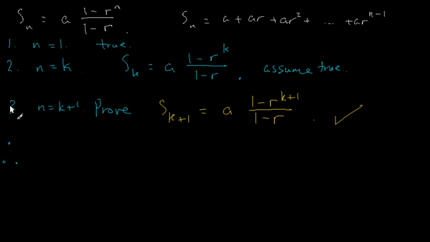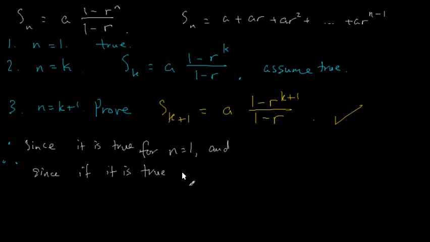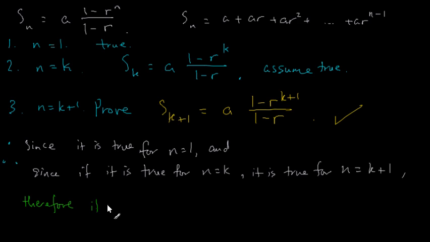Therefore, since it is true for n equals 1, and since if it is true for n equals k, it is true for n equals k plus 1, therefore it must be true for all n. Okay, so you see how it works.